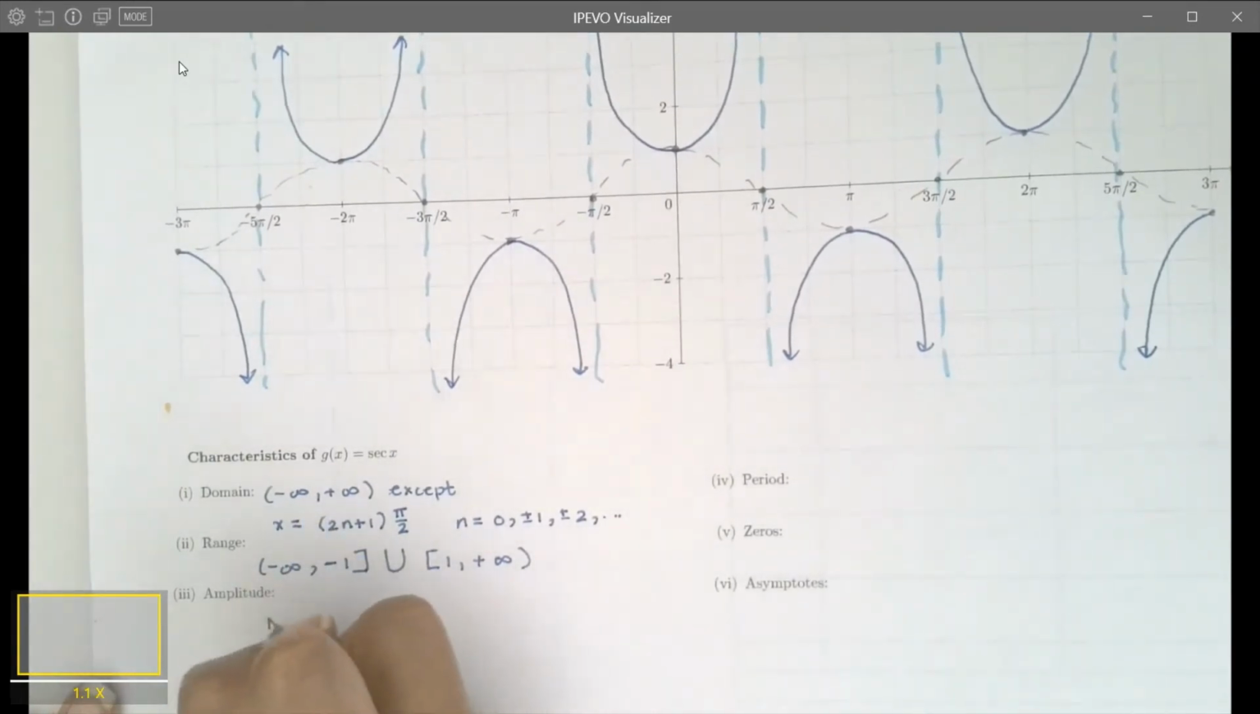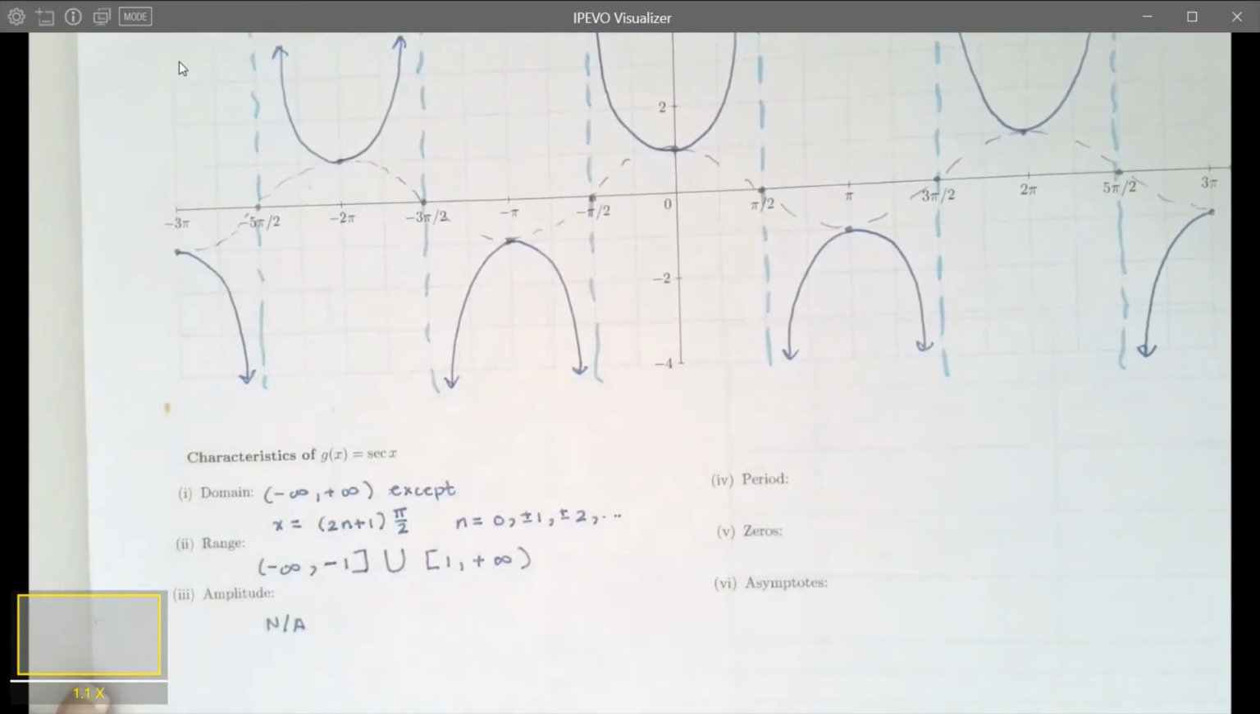The amplitude will not apply here, just like it didn't apply with cosecant, because we're trying to find the difference between y max and y min, and y max is infinity, y min is infinity. They're not actual numbers, so we can't subtract anything that is not a number.